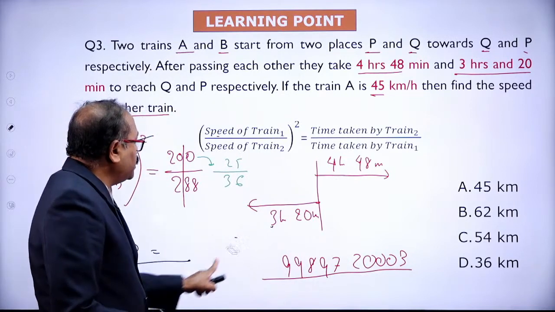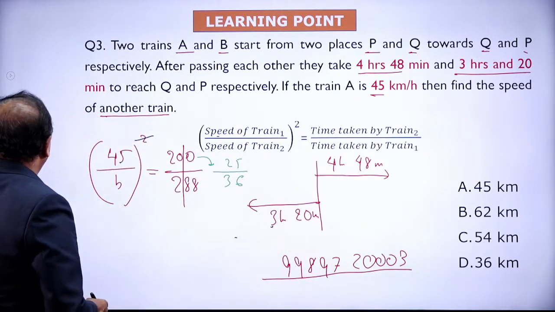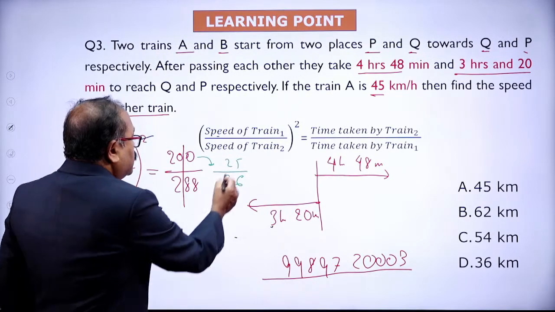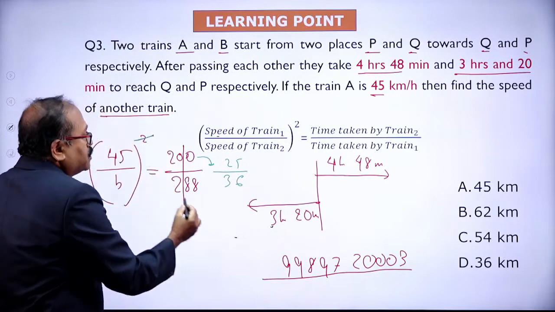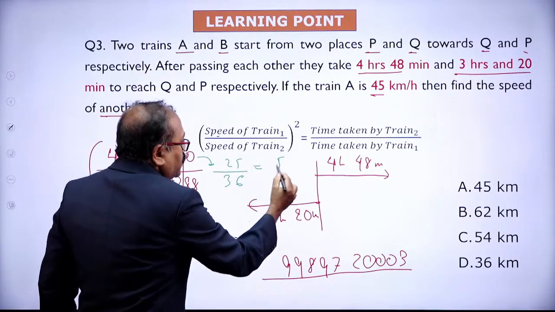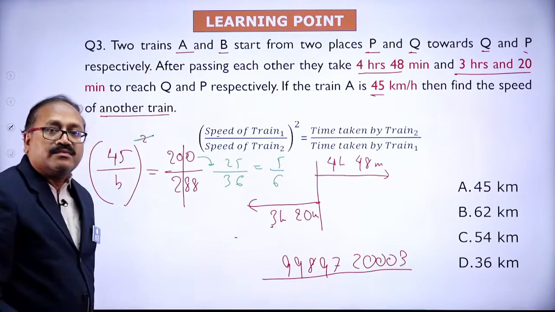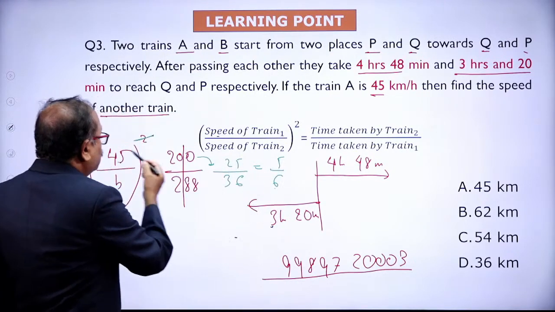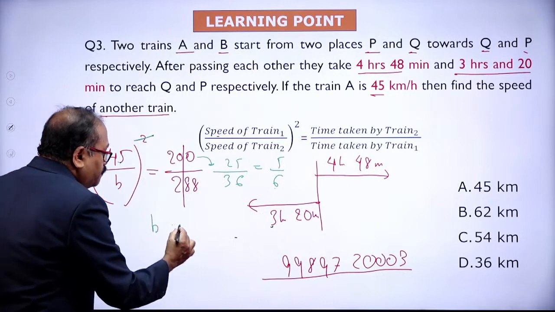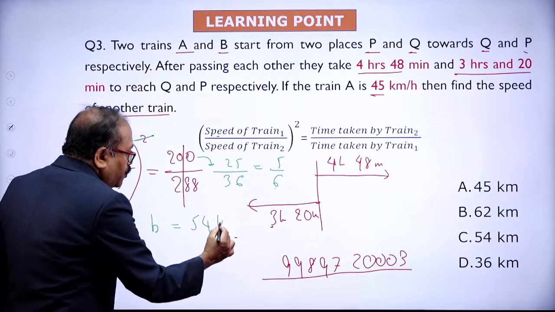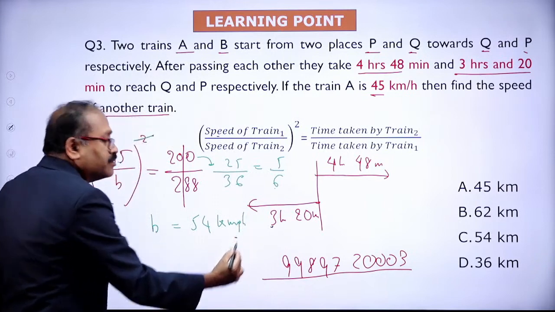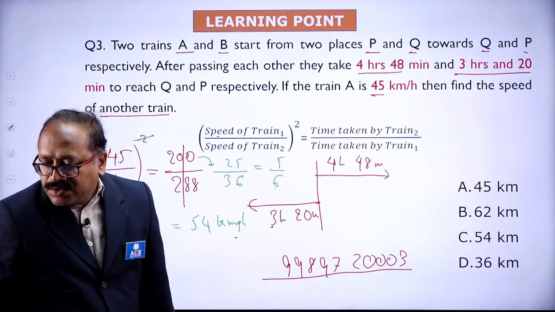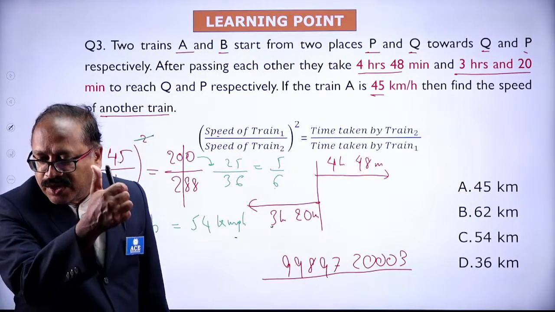Once it is 25 by 36, do you know that 25 is 5 square and 36 is 6 square? So when you take the square root over here, this is 5 by 6. With 5 you will cancel this one 9 times. 9 times 6 is 54. So what is B? B is equal to 54 km per hour. Hope I am clear. Anyone answer the question? Yes, 5 by 6.